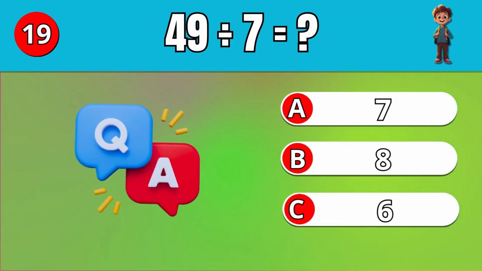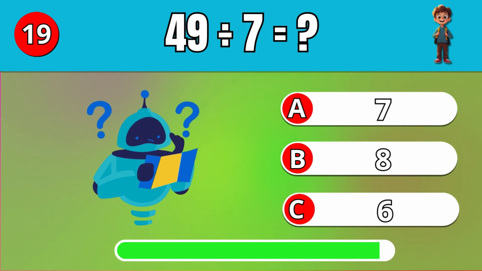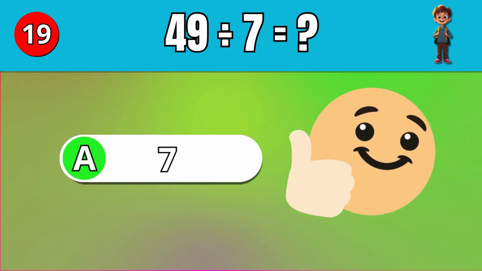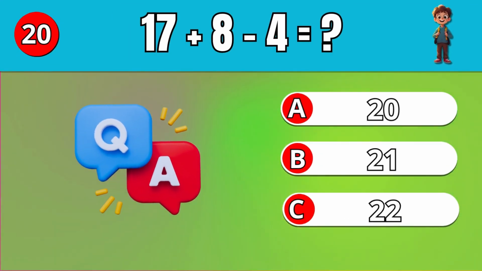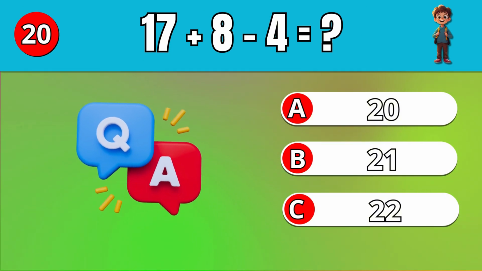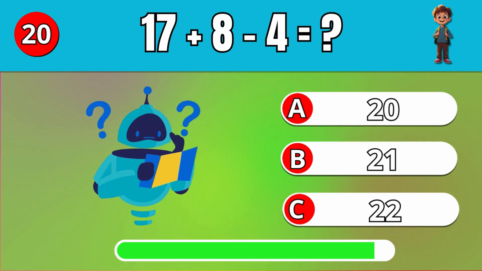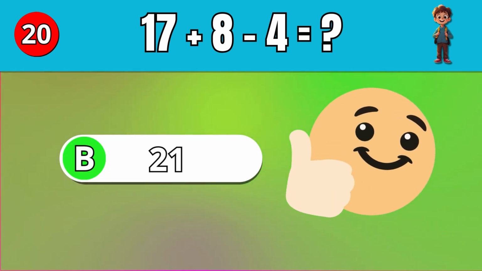What is 49 divided by 7? F, 7. What is 17 plus 8 minus 4? 21.